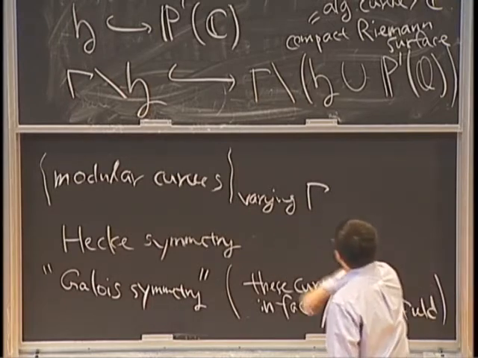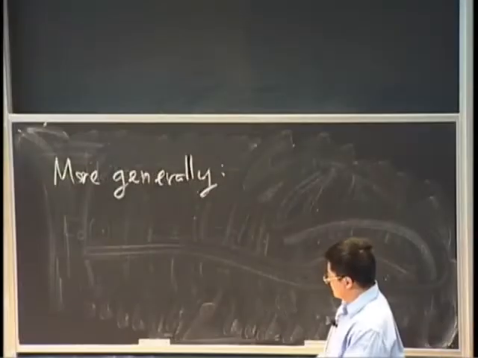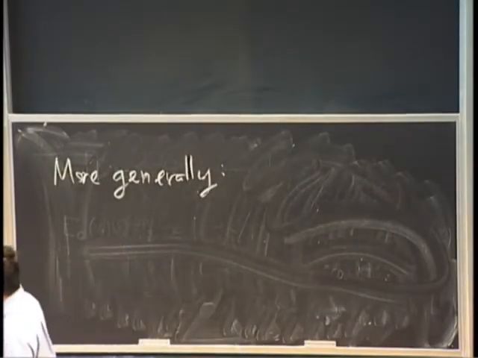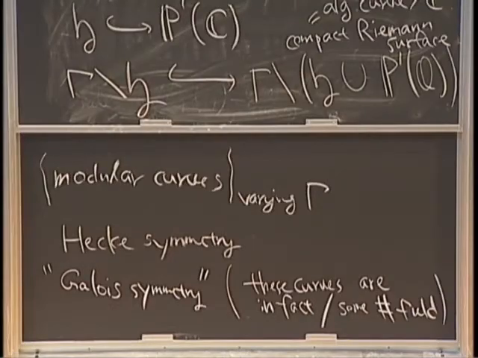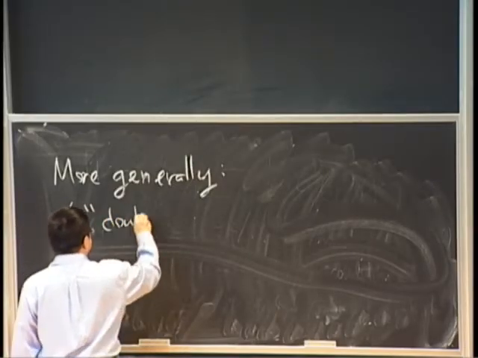All right, so I'm going to now define something more general. More generally, I'm going to define a large class of quotient spaces which will carry the Hecke symmetry. They might not really carry this Galois symmetry. So this one will come later, but I will now focus on this Hecke symmetry first. So these will be the double coset spaces.